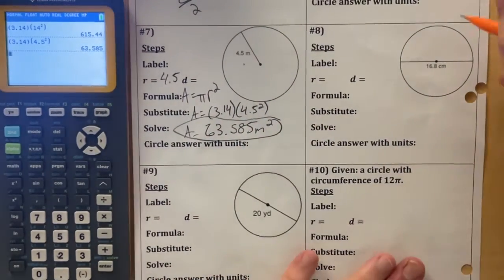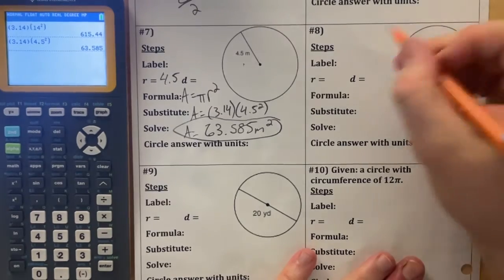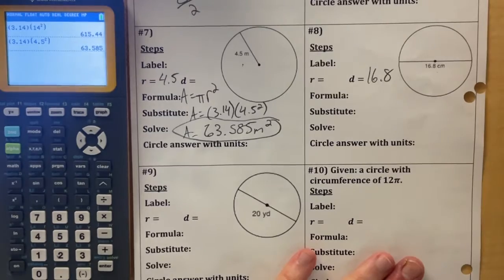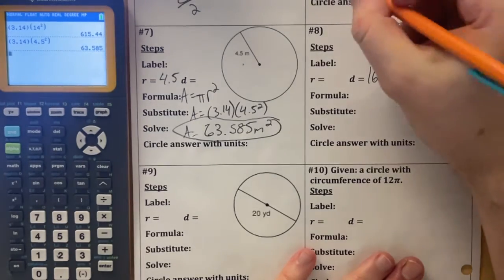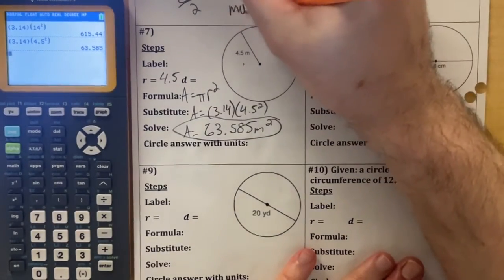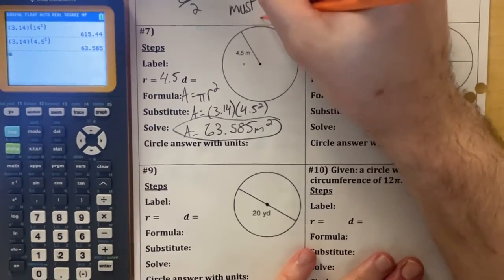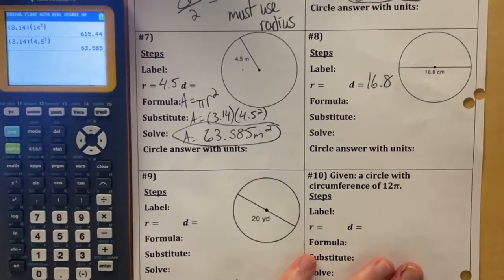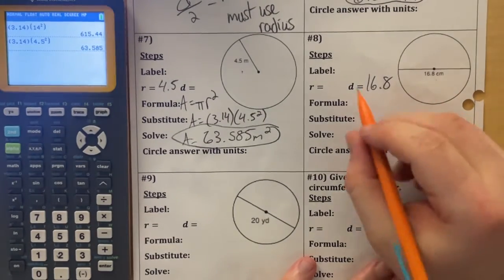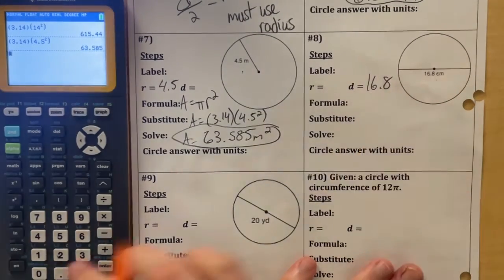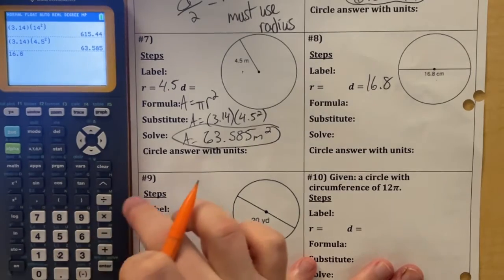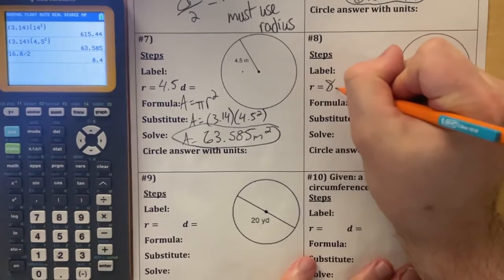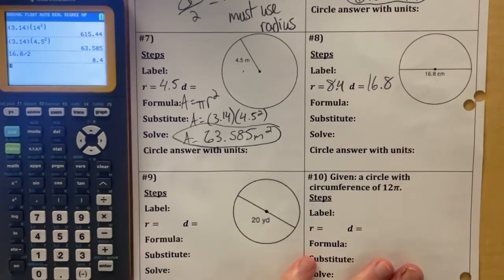For number 8, it gives us our diameter. So we're going to say diameter is 16.8. However, we need radius. So make sure you're saying we must use radius. Make sure you're using that radius for yourself. Half of, let me do it in the calculator just to be sure, 16.8 divided by 2. So we're going to say our radius is going to be 8.4.